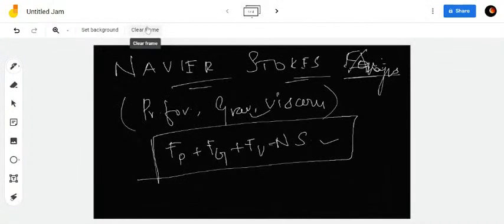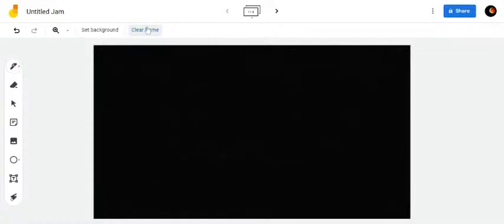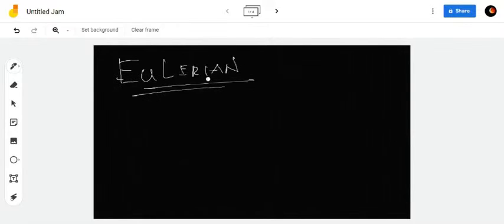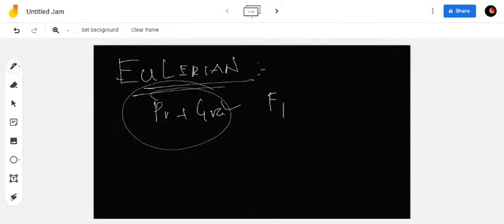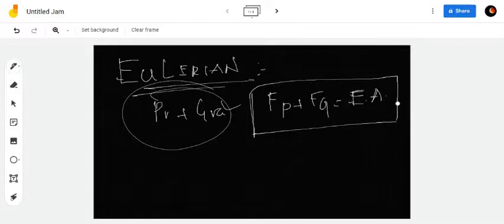The next one is Eulerian analysis. In Eulerian analysis, your viscous forces will be neglected, and only your pressure force and gravity force will be taken into account. So it will be Fp plus Fg. That is your Eulerian analysis. So these are the two analyses.